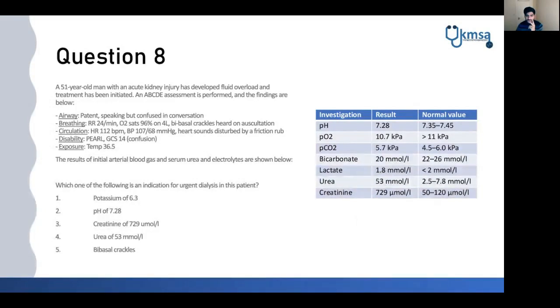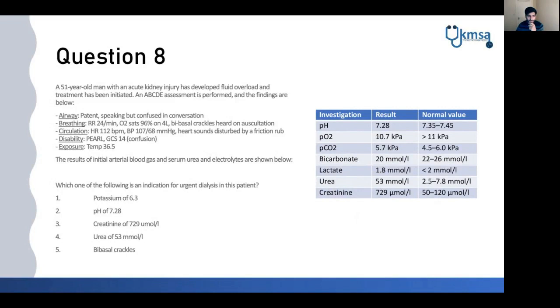So this could be a mixed picture because the respiratory hasn't compensated, or it could be just initial disease. Anyway, which one of these is an indication for urgent dialysis? His urea is very high, his creatinine is very high, his lactate's okay. His potassium of 6.3, which isn't mentioned here, a pH of 7.28, creatinine of 729, urea 53, or bibasal crackles. To answer this, we go back to AEIOU.